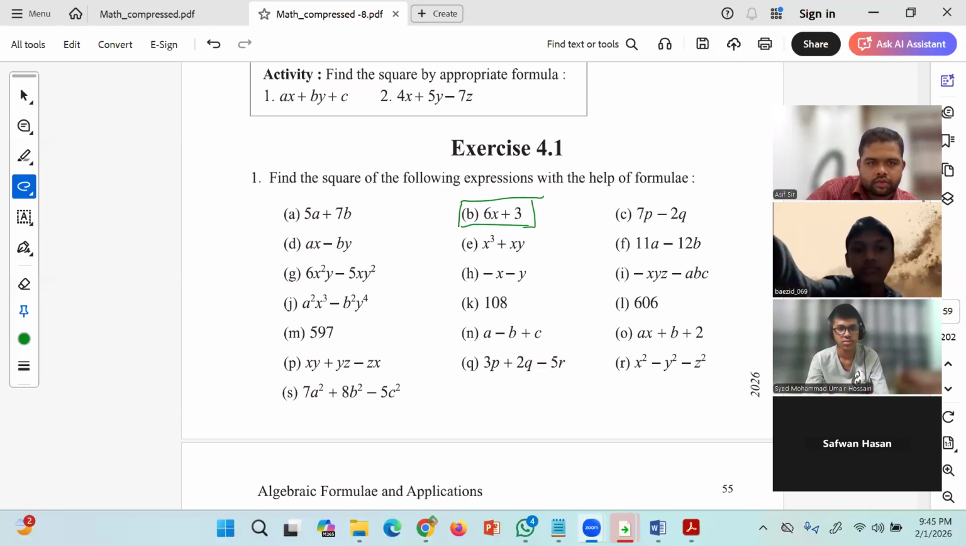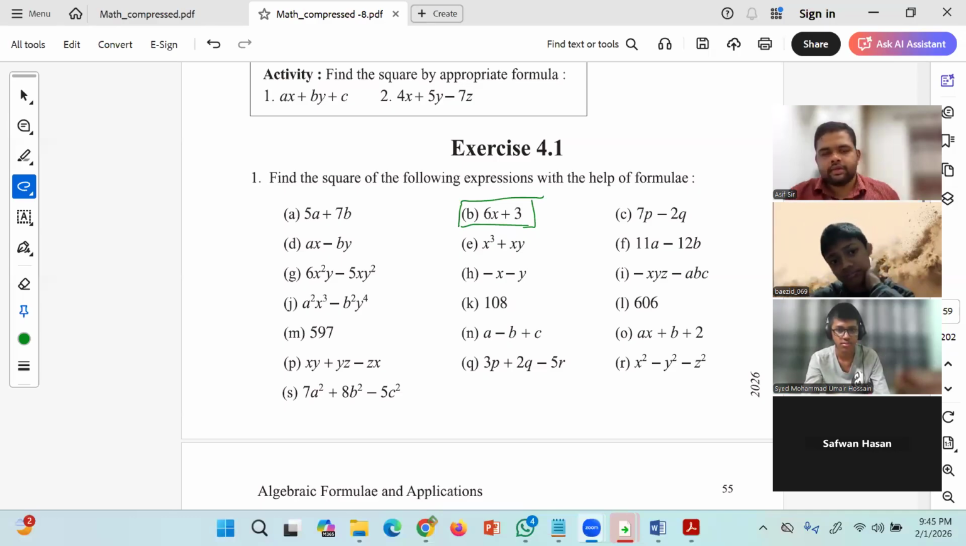Okay, so Syed Mohammed Omar Hussain, you have solved it. Thank you so much. Let's wait 1 more minute and then I will release the answer. And please compare your answer with my answer and let me know if your answer is correct or not.